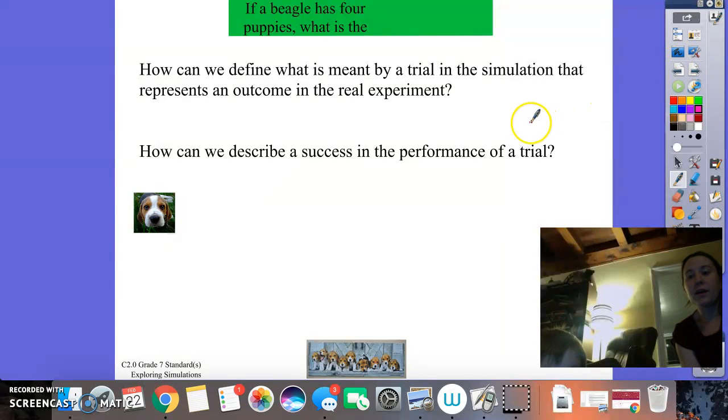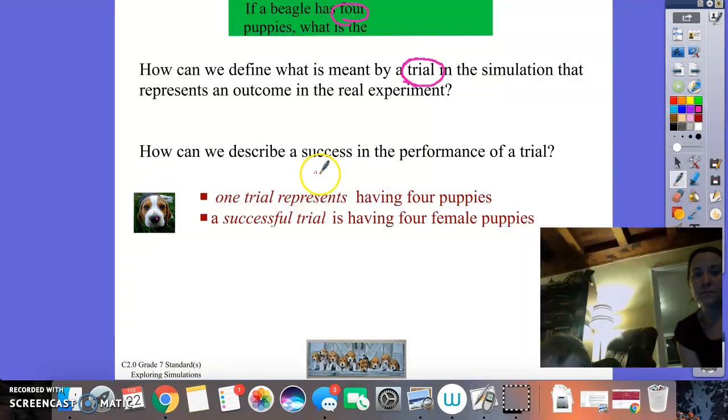Okay, so when we're talking about a trial in this simulation, a trial would be, in this case, spinning a spinner 4 times or picking a card 4 times because this beagle had 4 puppies. And then a successful trial would be having 4 female puppies.